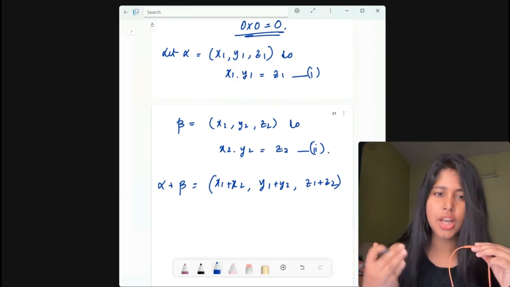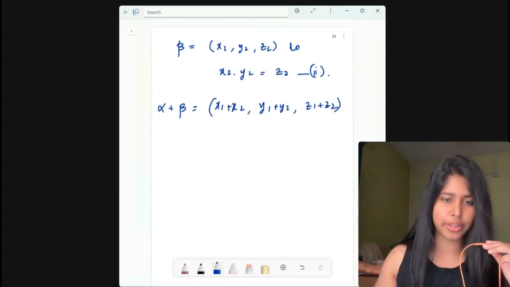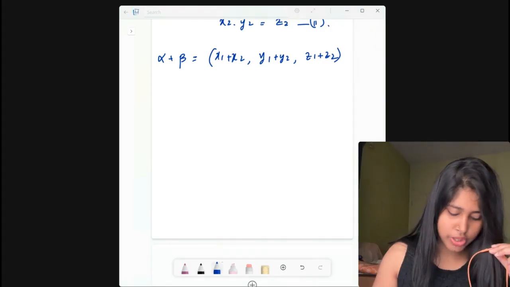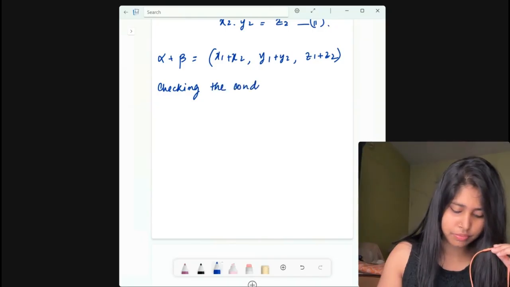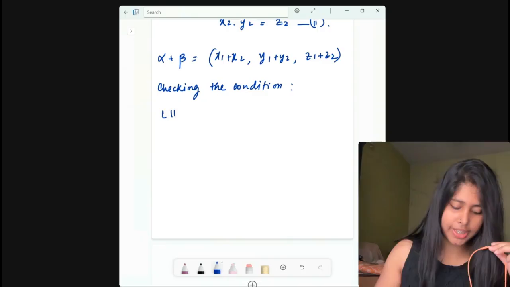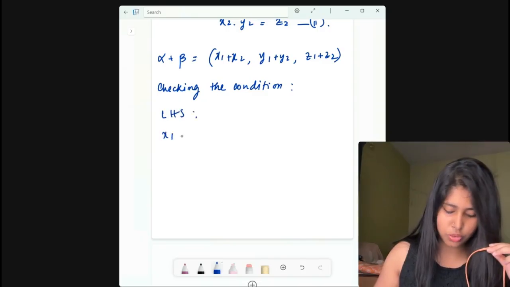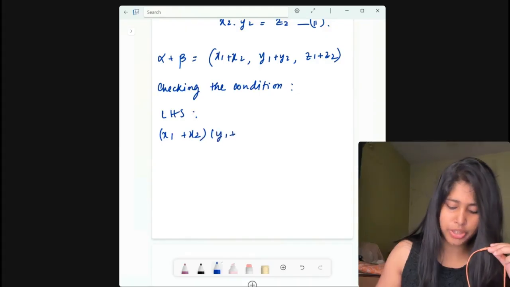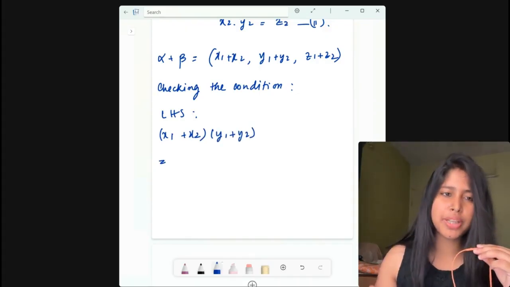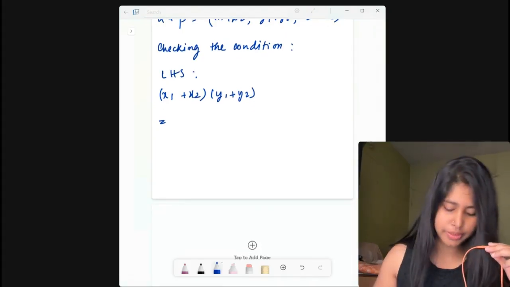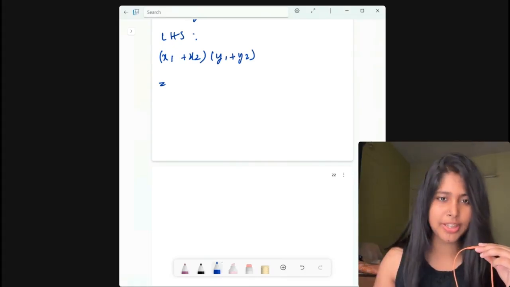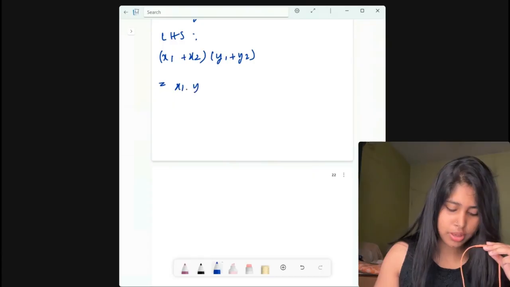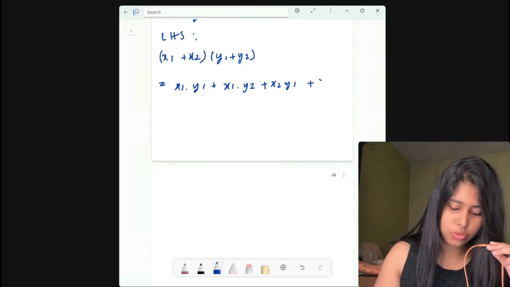Now you have to check if this satisfies the defining condition of S. Now see, checking the condition. What is the LHS part? LHS is x1 plus x2 times y1 plus y2, and it should be what? z1 plus z2, right? If you multiply it by opening the bracket, you get x1 y1 plus x1 y2 plus x2 y1 plus x2 y2.